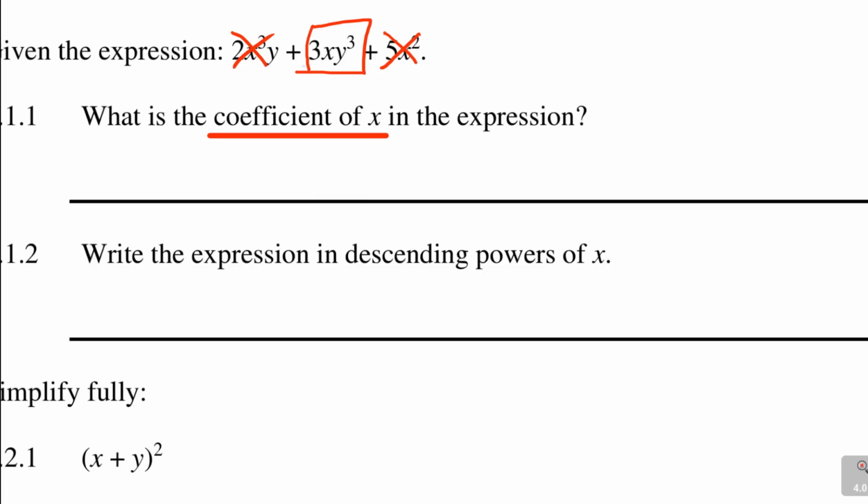So if they say the coefficient of X in 3, X, and then Y cubed, what they are saying is, go and remove that X. What is remaining is the coefficient of X. So what is it? It's 3Y cubed. Had they said the coefficient of 2x cubed y, do the same thing.